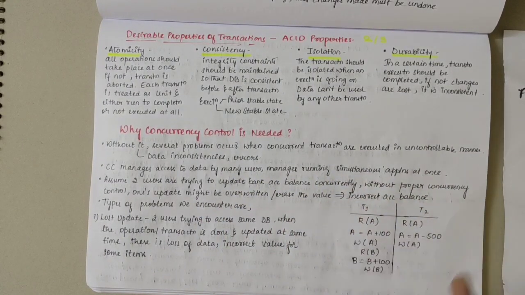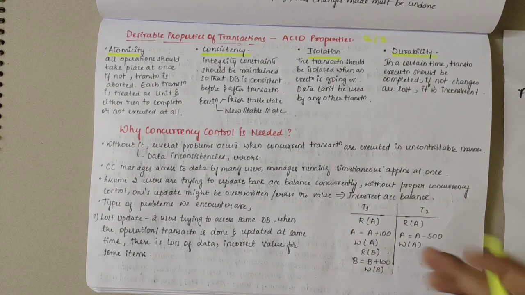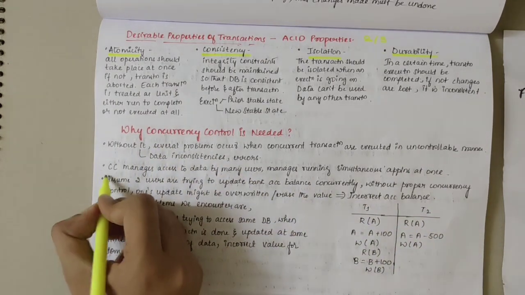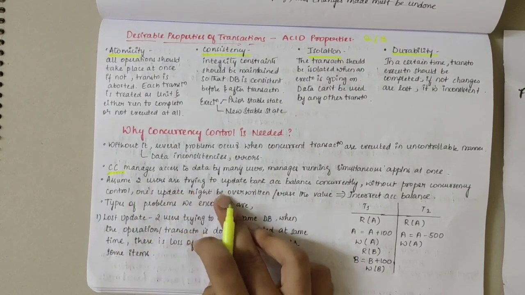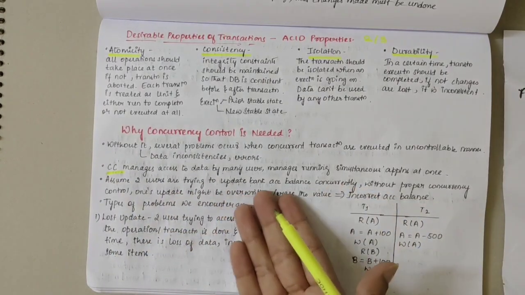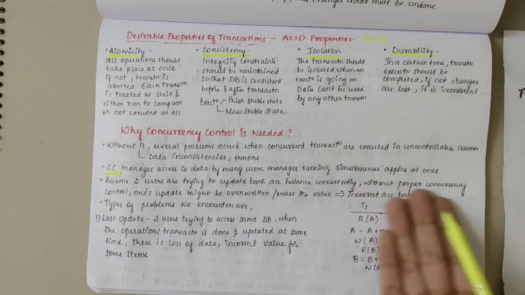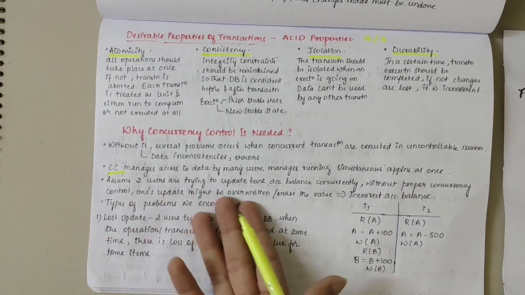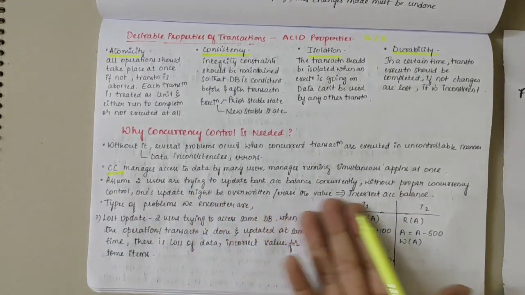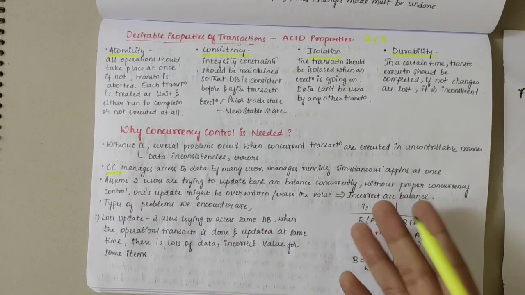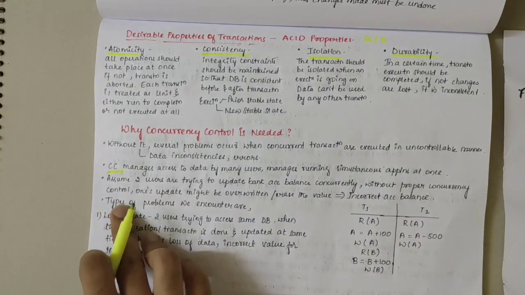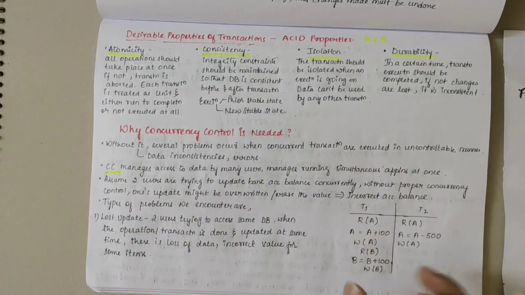Consider T1 and T2 as two transactions running simultaneously. These would be managed and maintained by concurrency control. Assume two users are trying to update a bank account balance concurrently. Without proper concurrency control, one's update might be overwritten or erase the value, so there would be an incorrect bank account balance. That was an example. We'll look into this particular transaction.